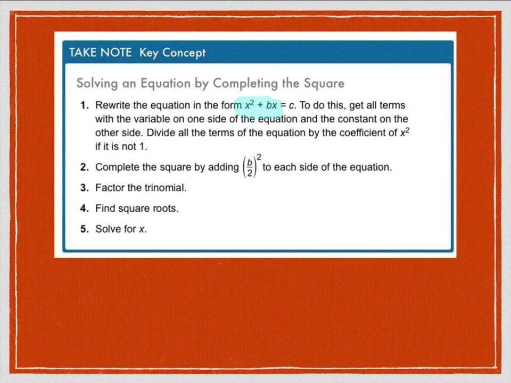And then once we have the x terms on one side, we have to add in our b over 2 squared to each side of the equation. So we're adding it to both sides. Each side of the equation gets this b over 2 squared added to it.